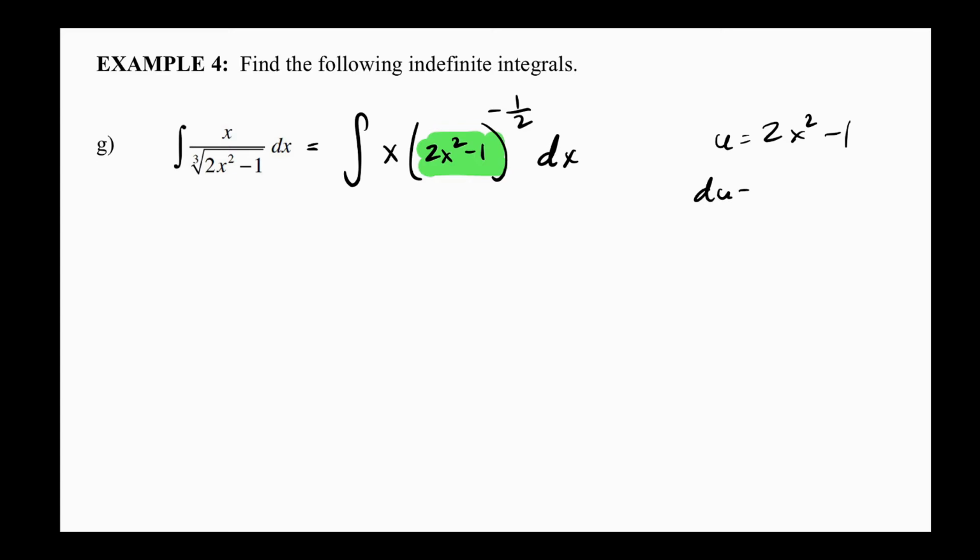Find du, so that's just the derivative of u. Okay. Next step we're going to do is solve for dx. So divide by 4x. So we get dx equals 1/4 x du.